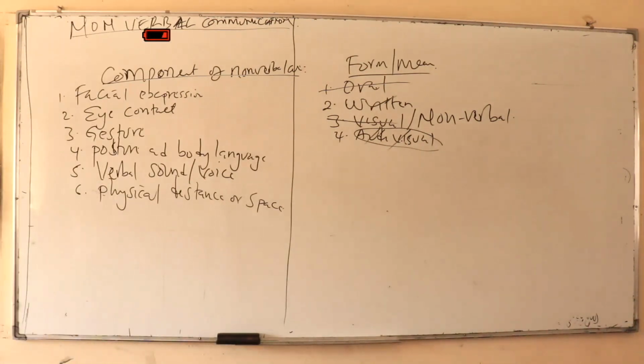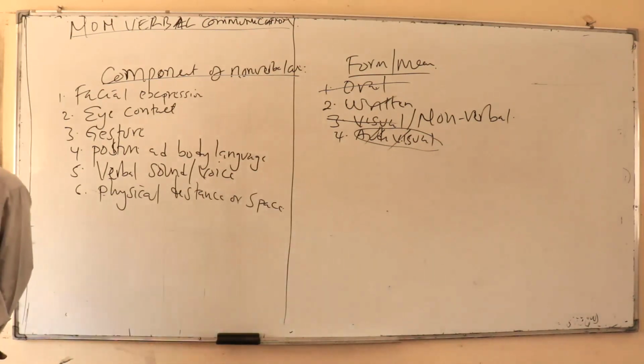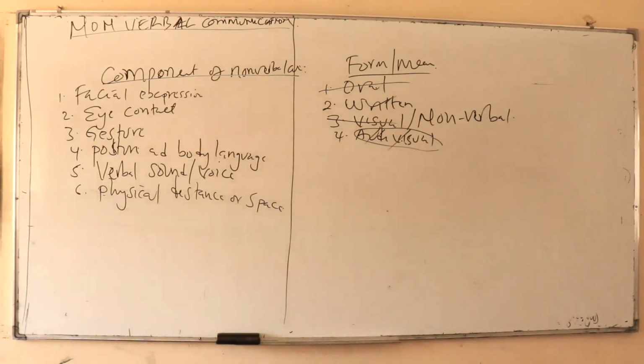Number four, eye contact. The sense of sight is dominant, and eye contact is an important type of nonverbal communication.